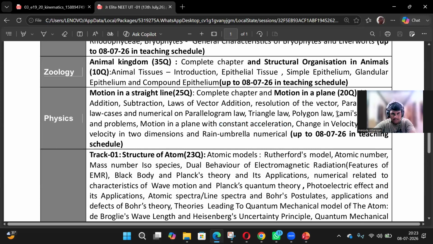What is Lami's theorem? Forgot? Lami's theorem: there are three forces acting on a body, so it will be at equilibrium or rest if the sum of the three forces is zero, right? That means if the three forces are drawn as a triangle, it should form a closed figure.